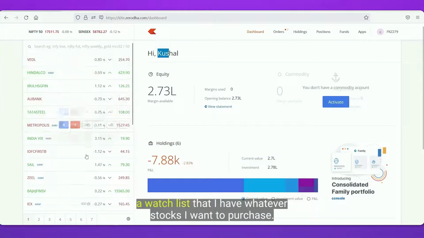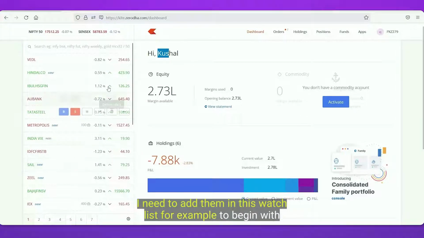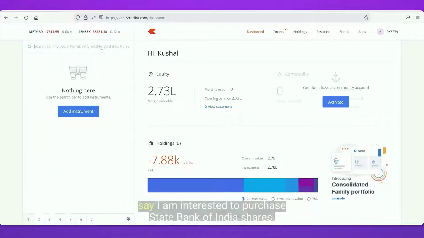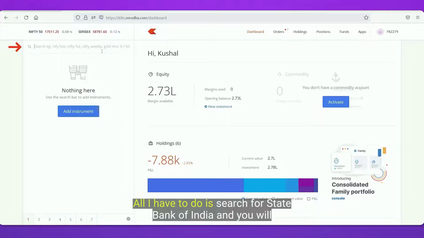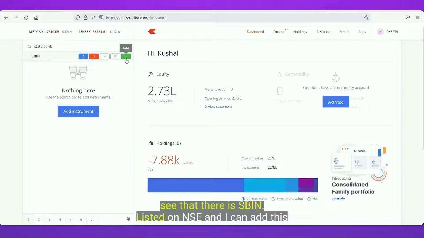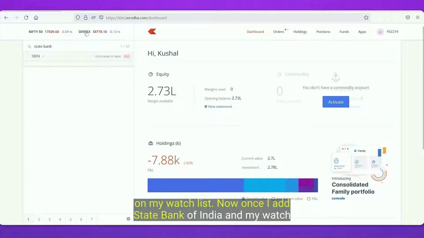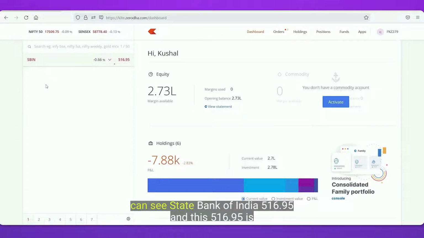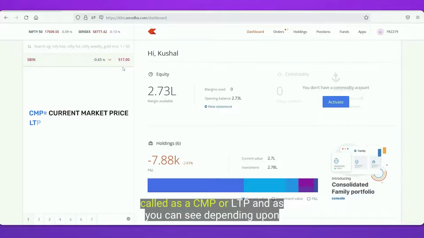Now this is a watch list that I have. Whatever stocks I want to purchase, I need to add them in this watch list. For example, to begin with, I'll just delete everything and start from scratch. Let us say I am interested to purchase State Bank of India shares. All I have to do is search for State Bank of India and you will see that there is SBIN listed on NSE and I can add this to my watch list. Now once I add State Bank of India, it will be visible in my watch list. Currently you can see State Bank of India price is 516.95, and this 516.95 is called CMP or LTP.